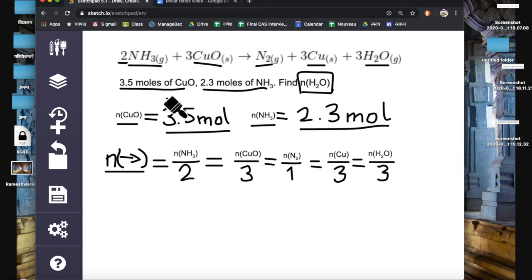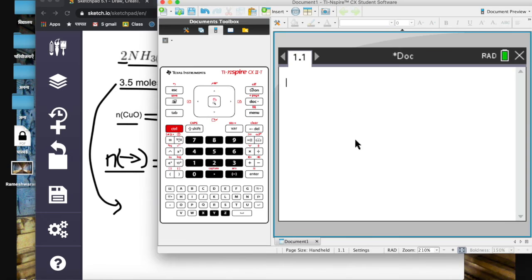So let's try and find the number of moles of reaction if the limiting reagent was copper oxide. The number of moles of reaction that would take place if there were 3.5 moles of copper oxide as a limiting reagent, which means that all other reagents, that is ammonia, was in excess, would be, from this equation, the number of moles of copper oxide, so 3.5, divided by 3. 3.5 divided by 3.